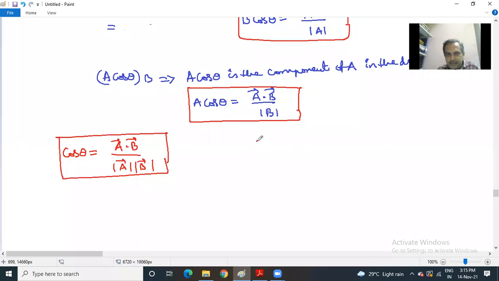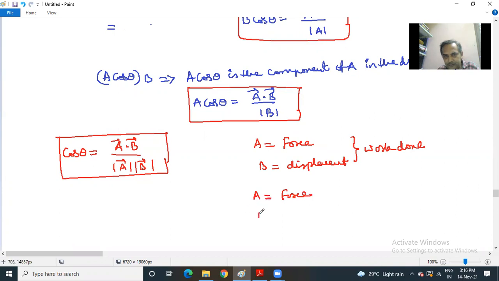In place of A, you can expect force. In place of B, you can expect the displacement. These are the two vectors which give work done. So the dot product between force and displacement gives you work done. In place of A, you can expect force once again, and for B, you can expect velocity. The dot product between these two will give you power. So this is one example.